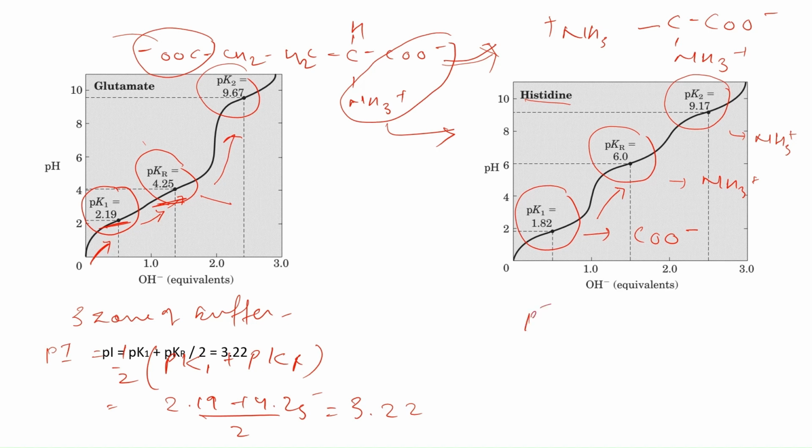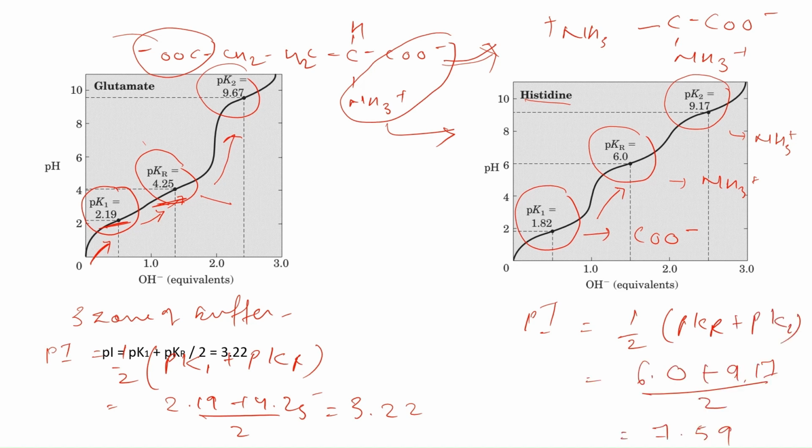So how can we calculate pI for these amino acids? It is half of pKr plus pK2. So for a negatively charged amino acid, pI is half of pK1 plus pKr. And in case of a positively charged amino acid, pI is half of pKr plus pK2. So this is how we can calculate the pI for any amino acid.